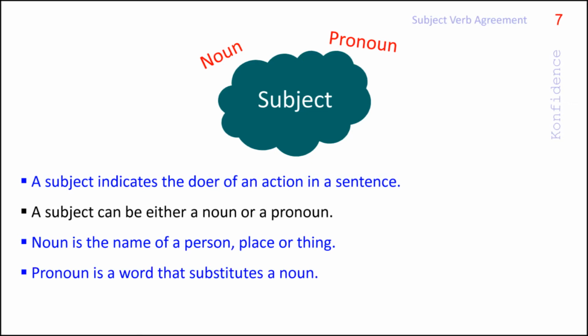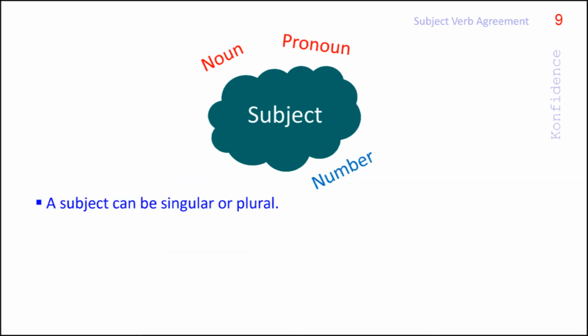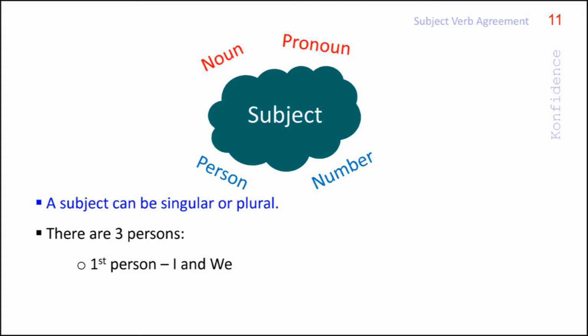Pronoun is a word that substitutes a noun in order to avoid the repetition of using the noun again and again. Some of the common pronouns are he, she, they, you, I, we, it, etc. A subject can be found in two numbers, singular and plural. Singular indicates one and plural indicates more than one. Likewise, there are three persons. First person, which are I and we, second person is you, and third persons are he, she, they, and it.